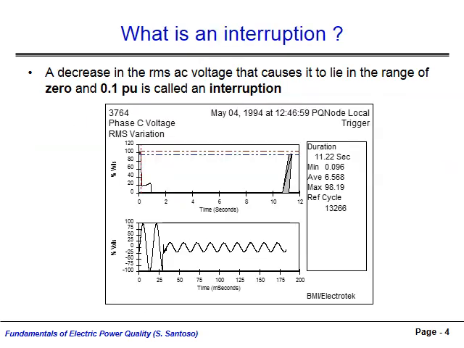A voltage interruption occurs when the RMS voltage magnitude falls below 10% of its nominal value. The figure shows a voltage interruption of considerable length, showing both the RMS and instantaneous voltage values. The RMS voltage magnitude falls to 0.096 per unit, just below 10%, constituting an interruption, and it persists for more than 11 seconds before returning to nominal.